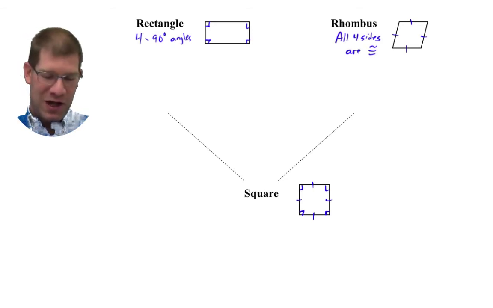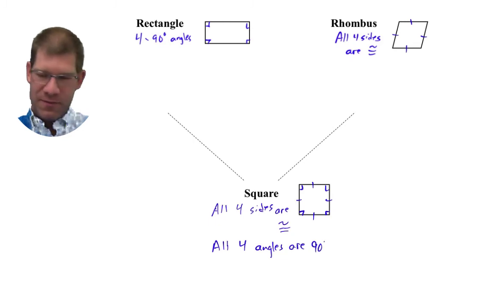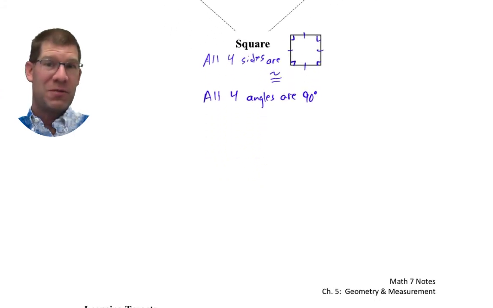So for a square, we could say all four sides are congruent. Woo, killed that drawing. So all four sides are congruent, like the rhombus, but you could also say all four angles are 90 degrees. And that right there should finish up the whole chapter.